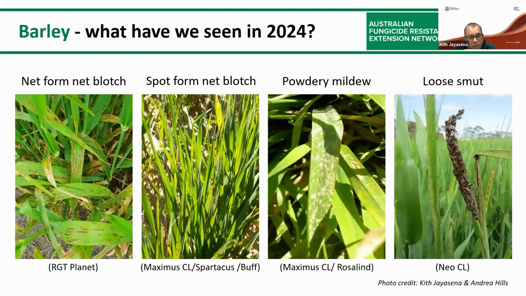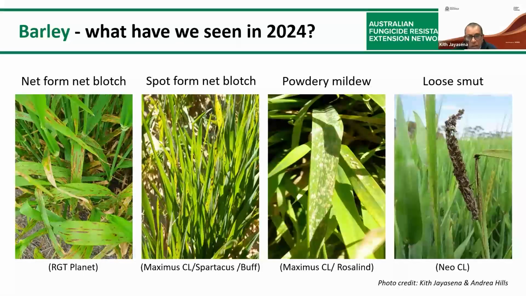Then comes powdery mildew. Powdery mildew is something we should be concerned with. We have got resistance for mildew. We have seen mildew on Maximus, Sale, and Roslyn. Roslyn we have seen in South Sterling recently. Those mildew and net blotch we have seen in the spore traps.